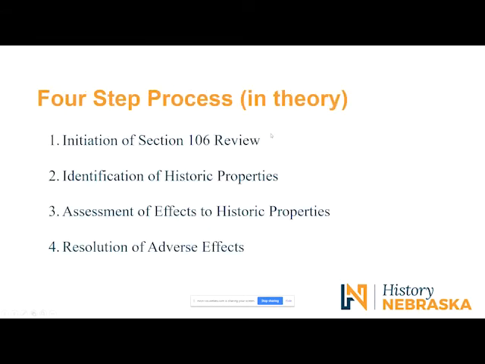So, in theory, this is all a four-step process. However, you know, I could share with you an 11-page single-spaced horrible document that provides the regs for this program, and you don't want to read it, and I don't really want to read it any more than I have to either. But it comes down to you start a 106 review, you identify historic properties, you assess what the effects might be if there are historic properties, and then you try to resolve any adverse effects.